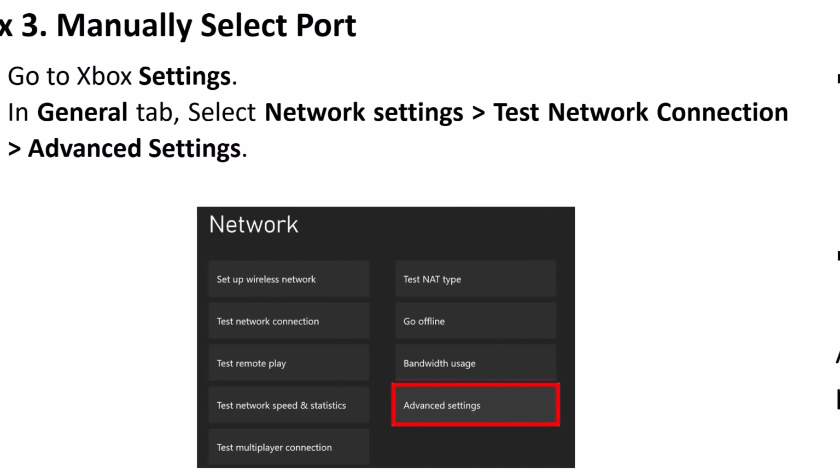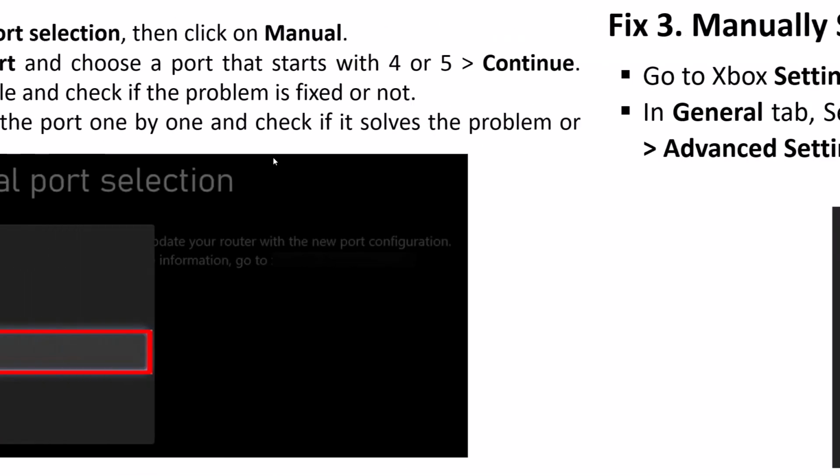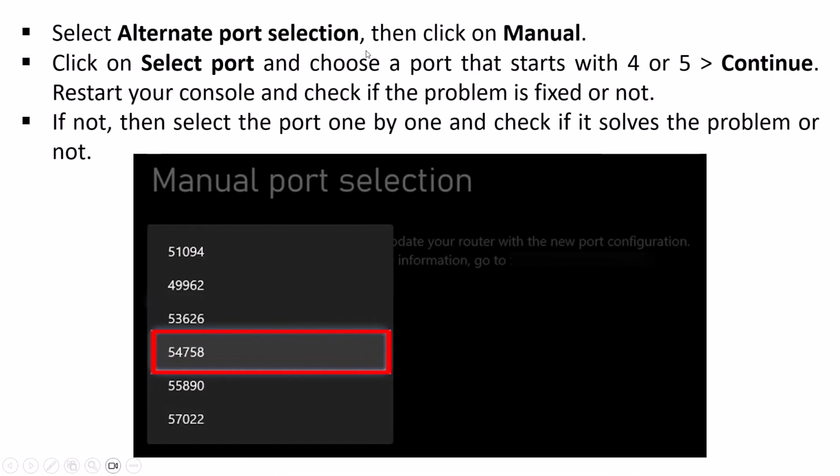Fix 3 is to manually select port. So go to Xbox settings, in general tab select network settings, test network connection, advanced settings. Select the alternate port selection and then click on manual. Click on select port and choose a port that starts with 4 or 5, continue. Restart your console and check if the problem is fixed or not. If not, then select the port one by one and see which one works for you.